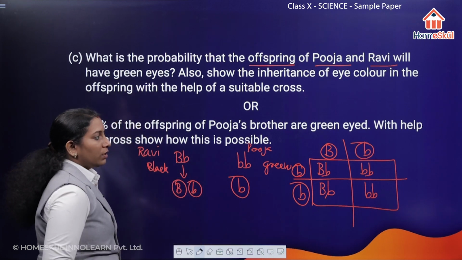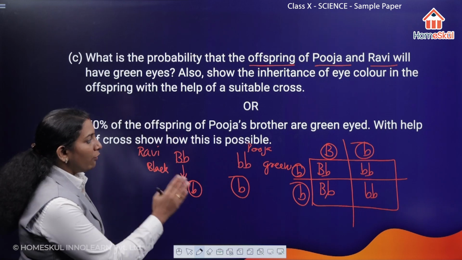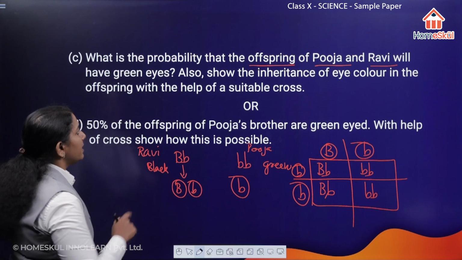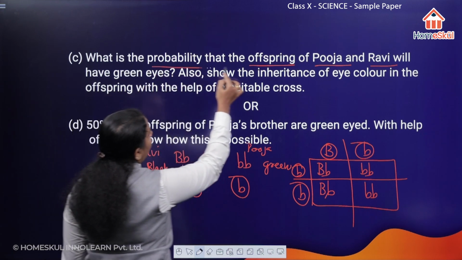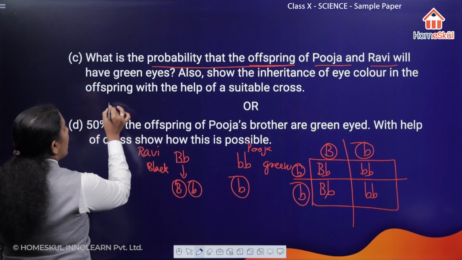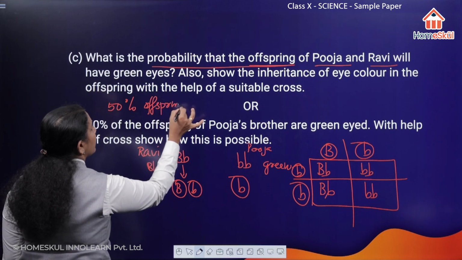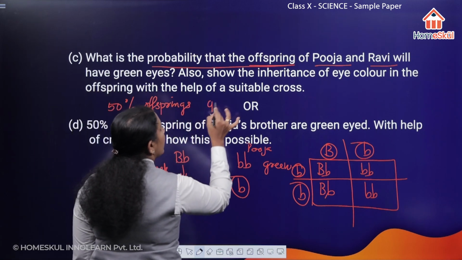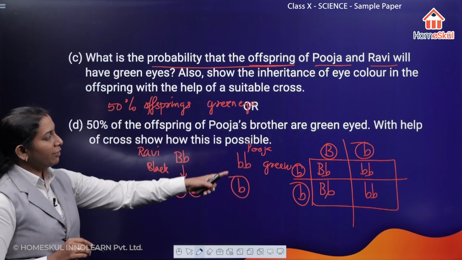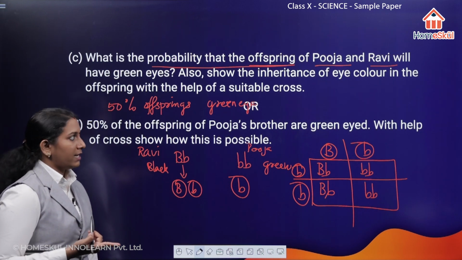So altogether, of the total number of offspring, 50% will have green eye color. So that is the possibility. What will be the probability that the offspring of Pooja and Ravi will have green eyes? 50% of offspring will have green eye color, and the other 50% will have black eye color, that is heterozygous black. So this will be the answer.